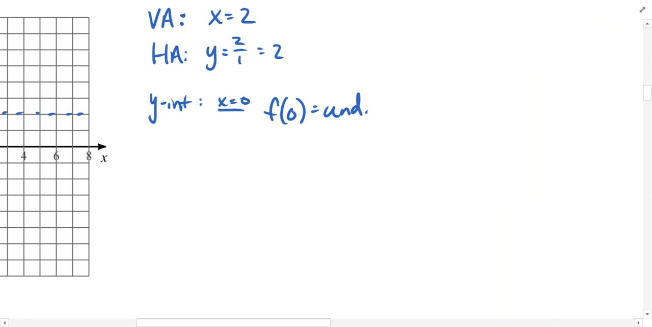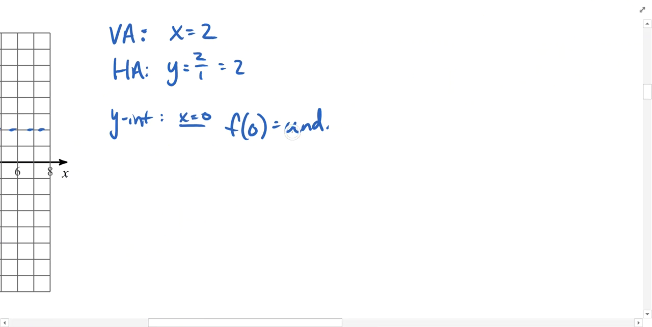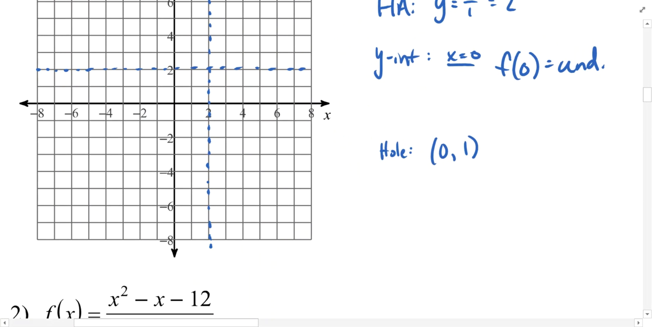And so we're led to believe that there should be a point at 0, comma 1. When x is 0, y should be 1, but in the original function it was undefined. And what this tells me is that there is a hole right there. So there's a hole when x is 0 and y is 1. So at the coordinate 0, 1, I'm going to draw just a slight, tiny little hole.